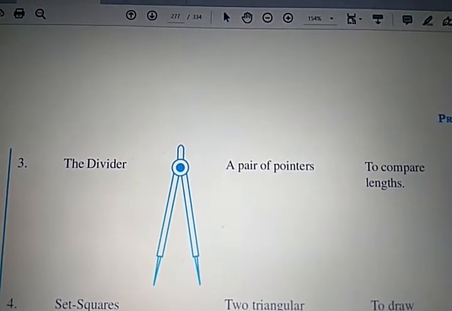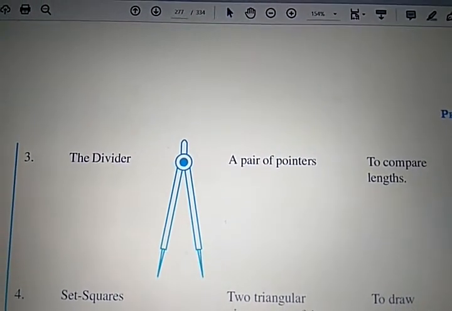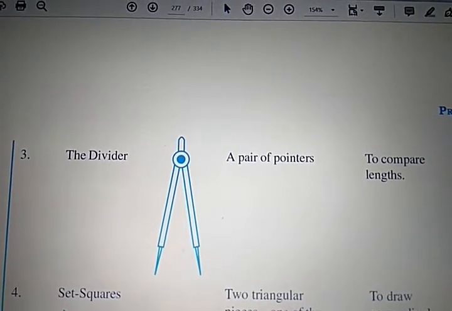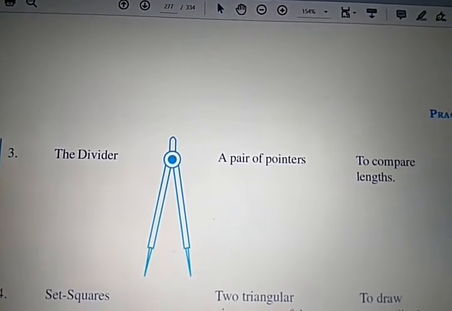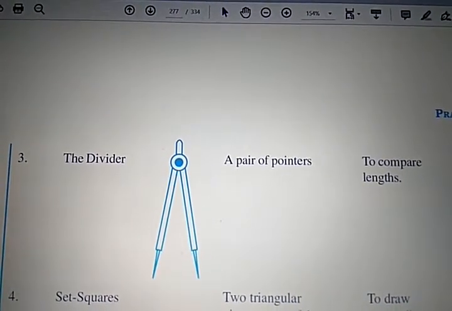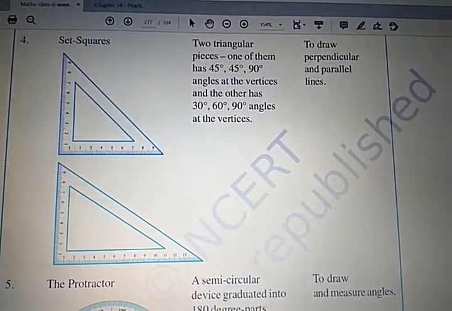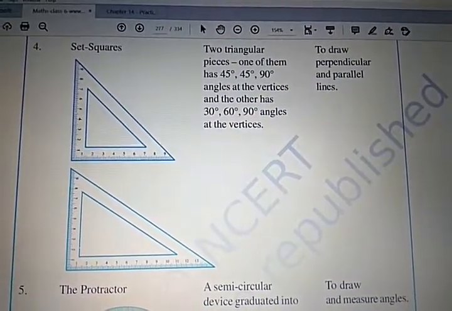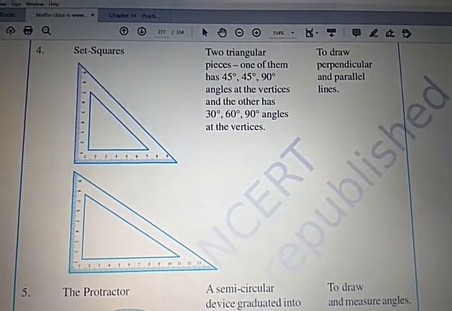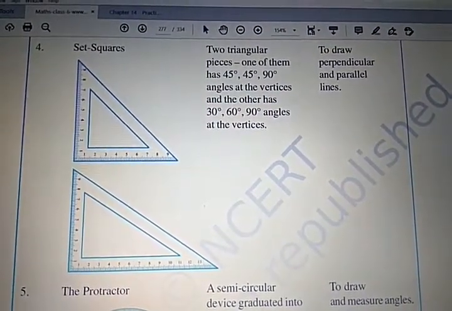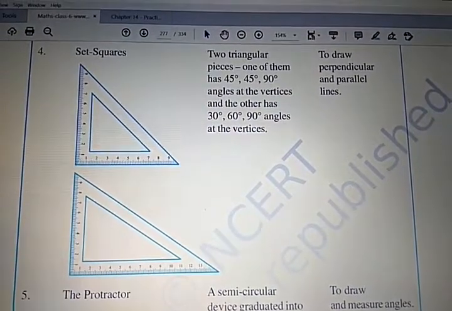In your geometrical compass box you can see this tool. It is named the divider, a pair of pointers, right? It is used to compare lengths. In your compass box you can see these two set squares. It is called a set square. That is, the shape is two triangles.